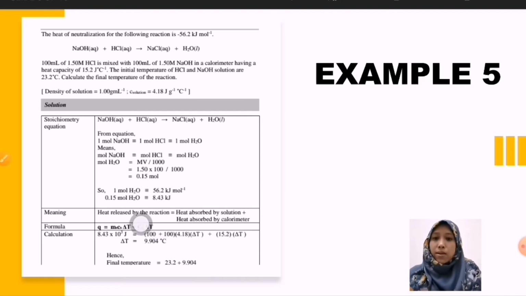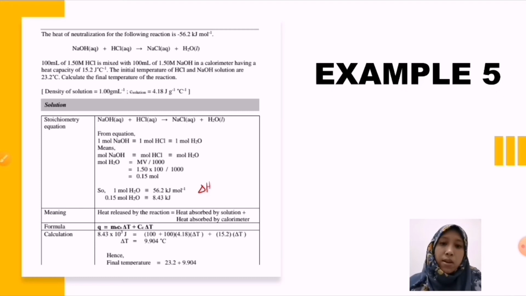Okay, next, by using this equation, Q equals to M, S tu solution ya, CS delta T plus C delta T. Okay, so kat sini Q nya adalah yang kita bandingkan kat sini. Okay, enthalpy dia 56.2. So kalau Q dia, okay, so 0.15 kita bandingkanlah, dapatlah 8.43. Ataupun kat sini kita boleh juga guna delta H equals to Q over N.